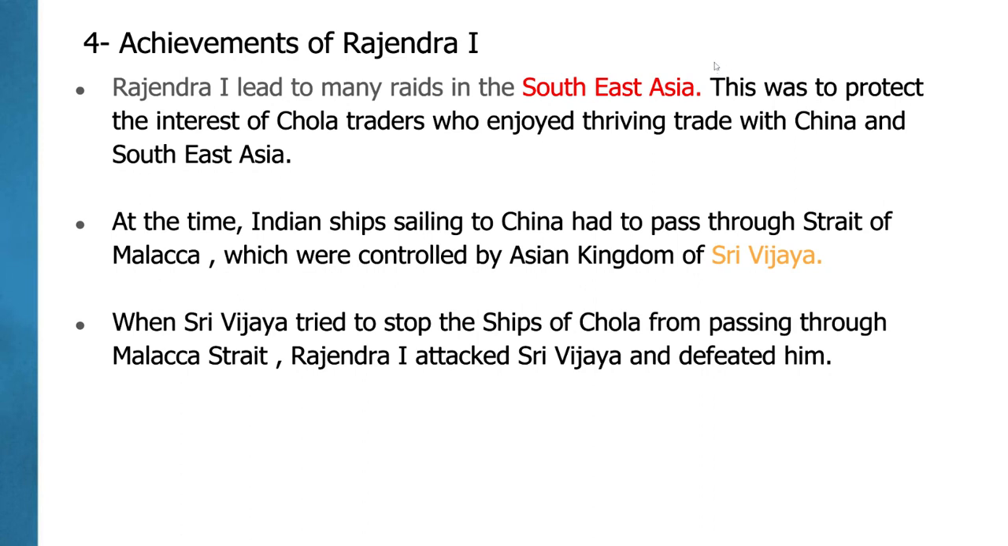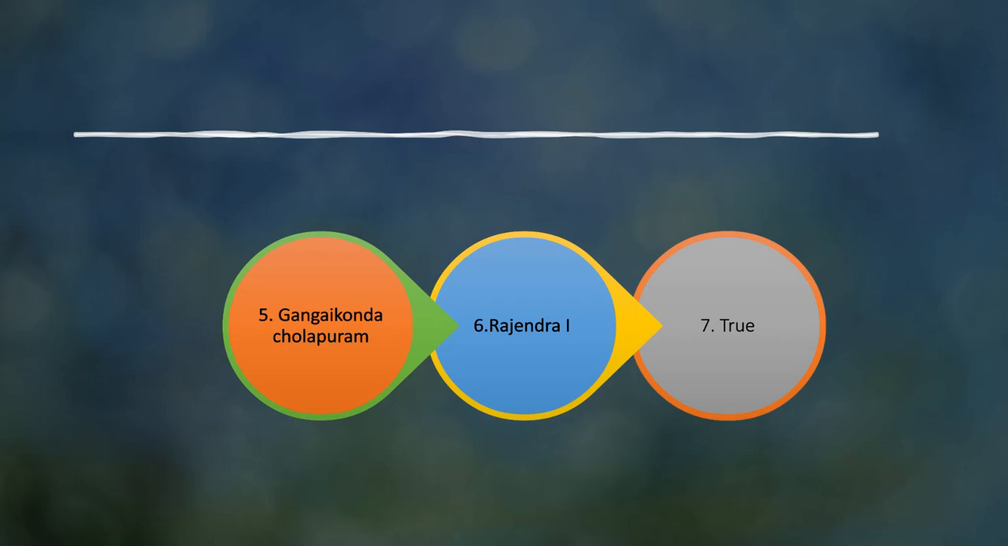This was to protect the interests of Chola traders who enjoyed thriving trade with China and Southeast Asia. At the time, Indian ships sailing to China had to pass through the Strait of Malacca, which was controlled by the Asian kingdom of Srivijaya. When Srivijaya tried to stop the ships of Chola from passing through Malacca Strait, Rajendra I attacked Srivijaya and defeated him. You may write these three achievements separately. The answer number 5 is Gangaikonda Cholapuram, 6th is Rajendra I, and 7th is true.